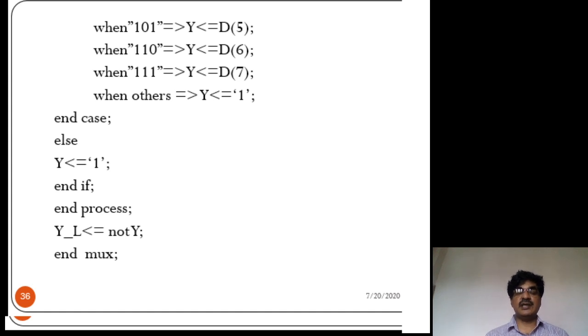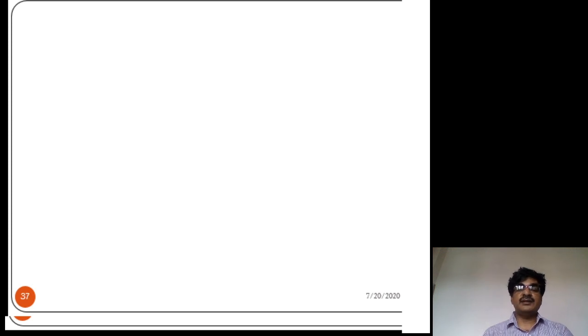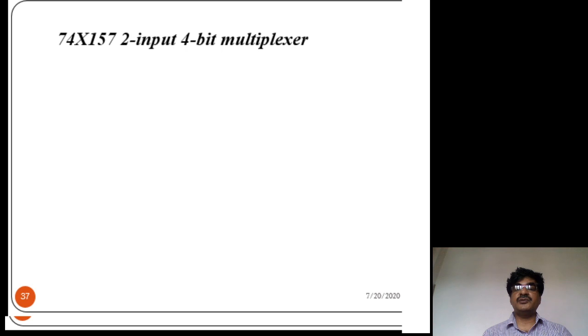Okay, so this is the way you can write the program for multiplexers. So it is 8 by 1 multiplexer. IC number, what is IC number? 74151. 74151 is 8 by 1 multiplexer. Now coming to, there is another IC under these multiplexers, that is 74157.